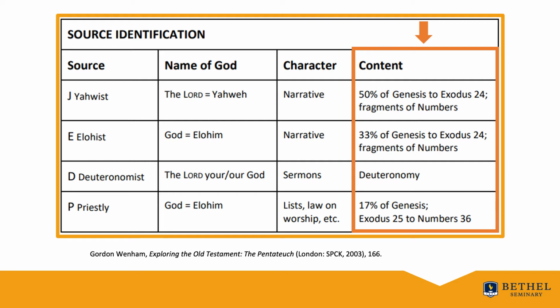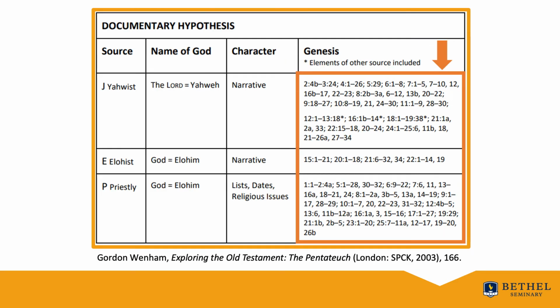Then 33% of Genesis to Exodus 24 and fragments of Numbers belong to E source. D source appears only in Deuteronomy. Then 17% of Genesis and Exodus 25 to Numbers 36 belong to P source. In the next slide, you can see the allocation of J, E, and P sources in the book of Genesis.